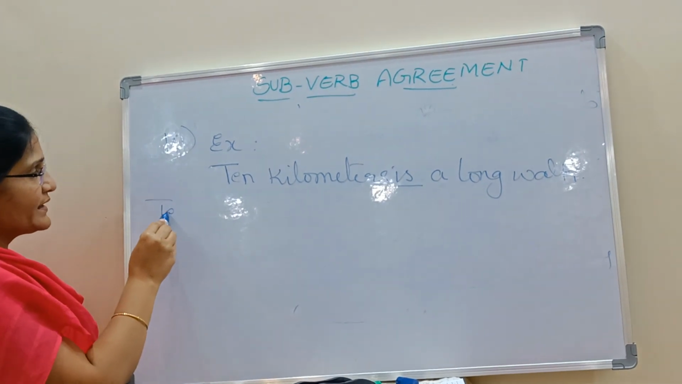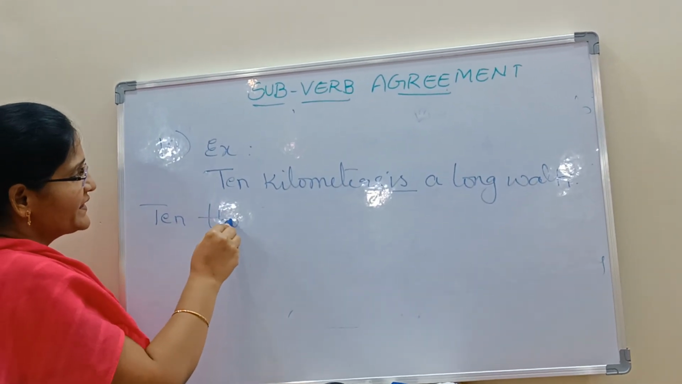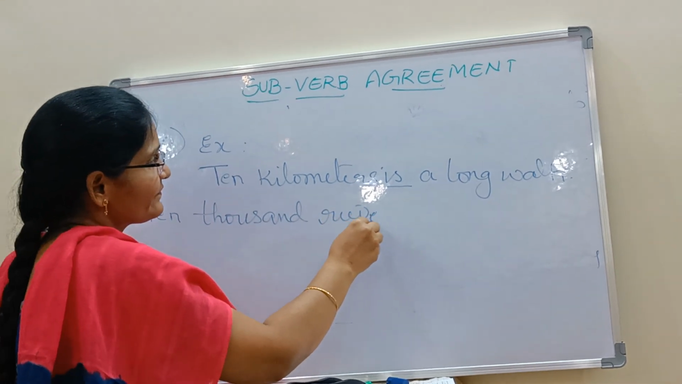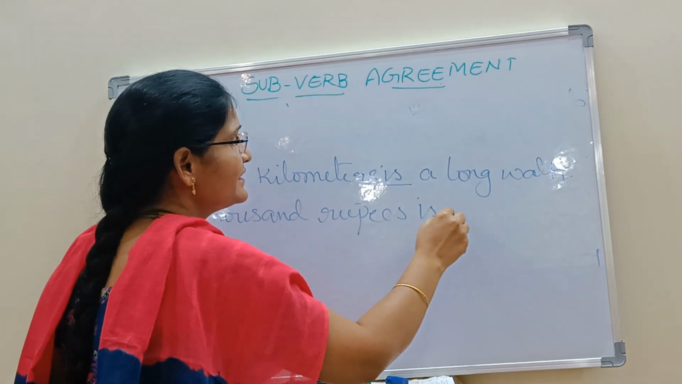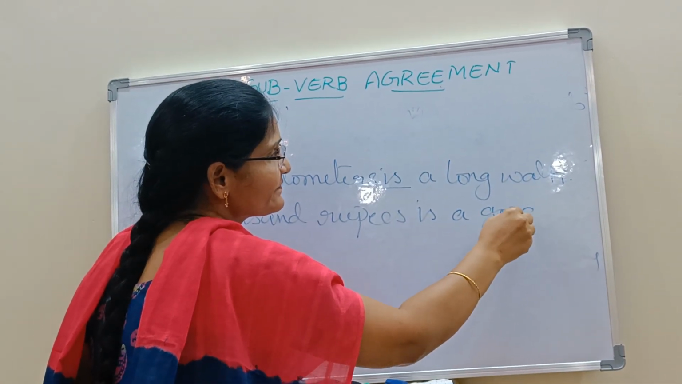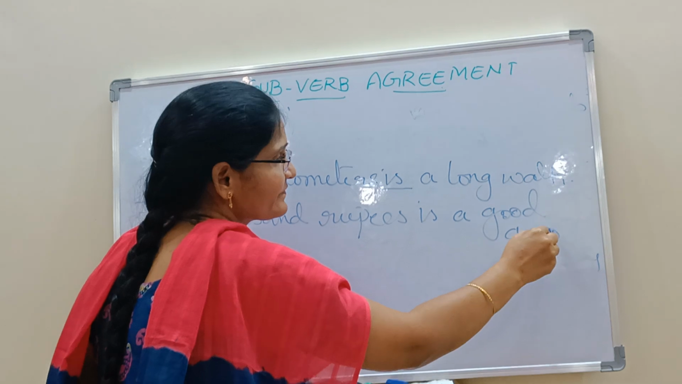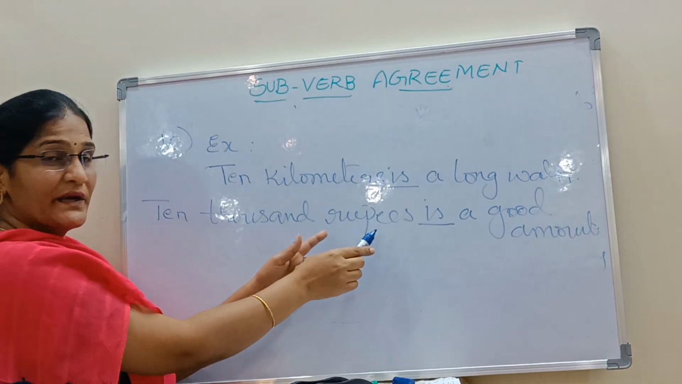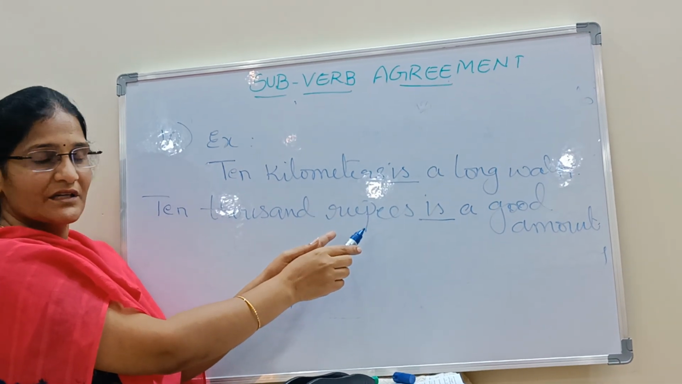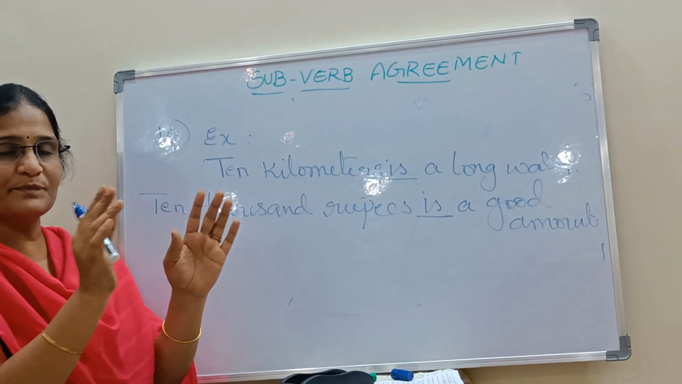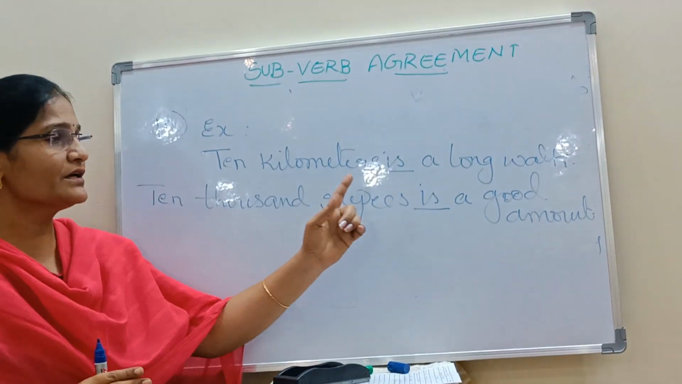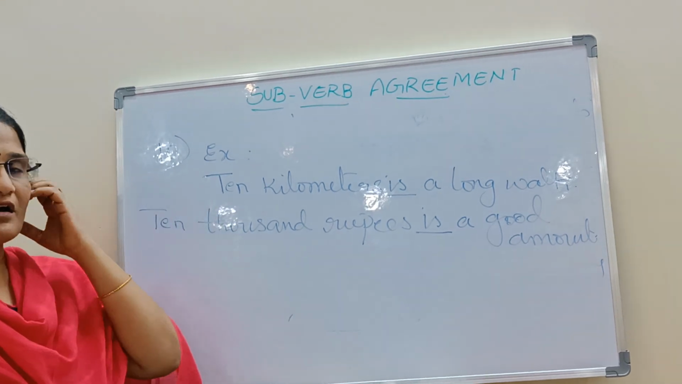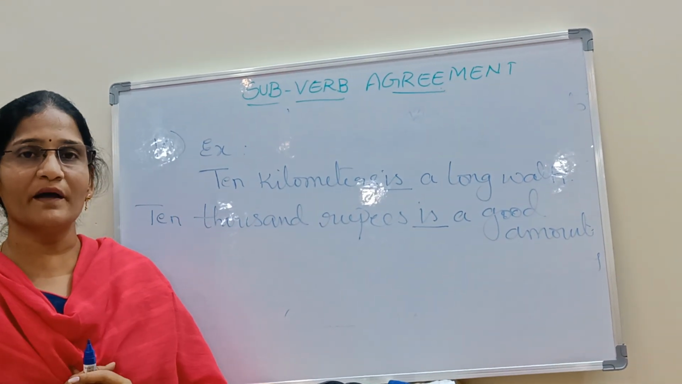Similarly, if I write one more example, 10,000 rupees is a good amount. Again, I have used the singular. Rupees is plural, yes, but here 10,000 is a specific quantity, so when it is mentioned, we have to use the singular verb itself. So these are the 10 rules for subject verb agreement.